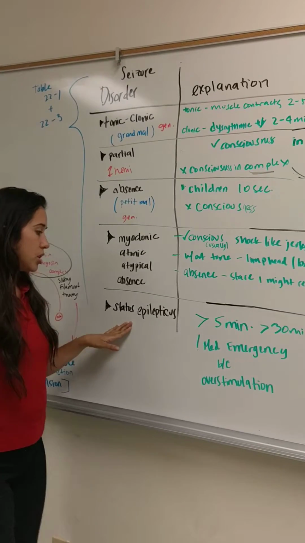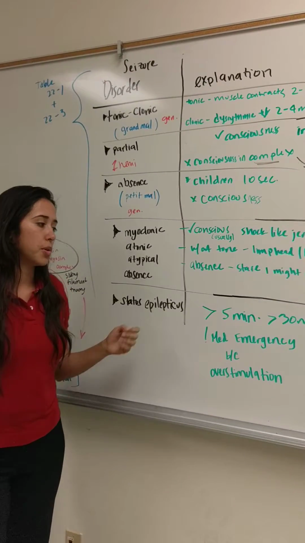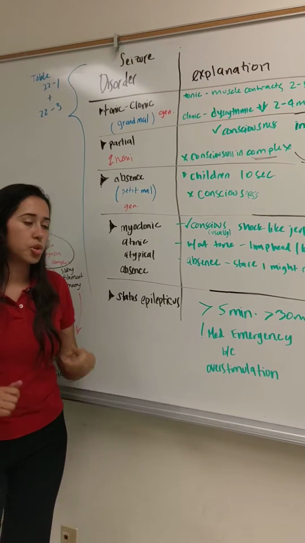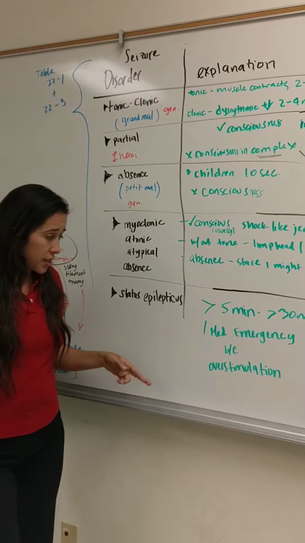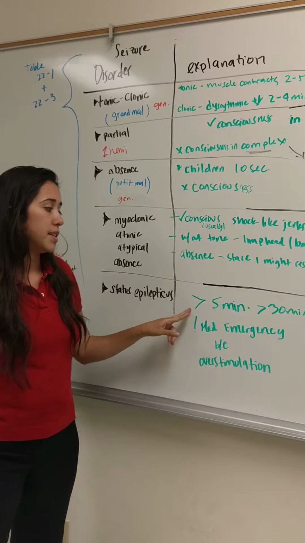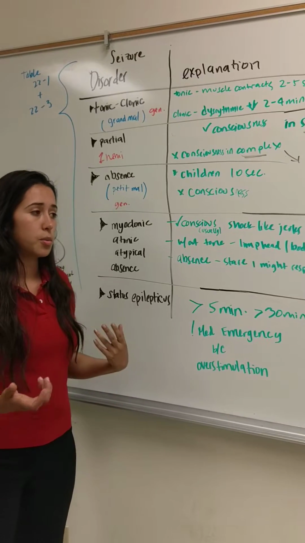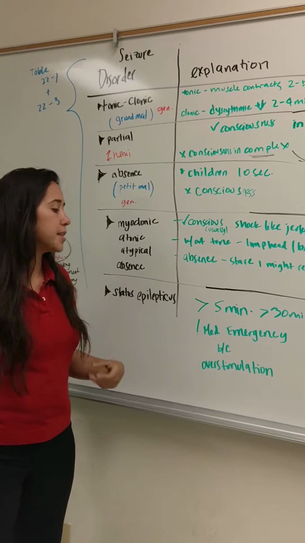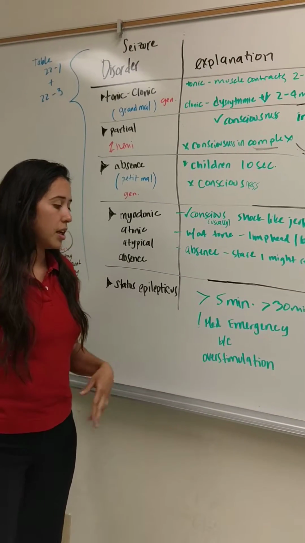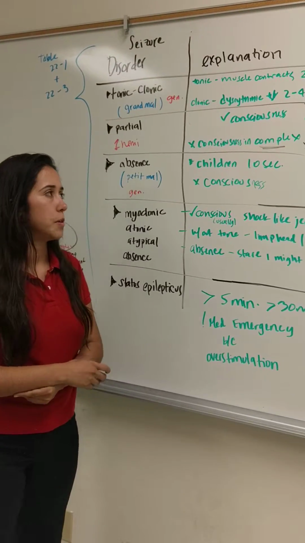The last thing mentioned in the table is status epilepticus, and what that is, is a persistent convulsion. Sometimes it lasts more than 5 minutes, more than 30 minutes, and that's a real problem because a lot of damage could be caused.